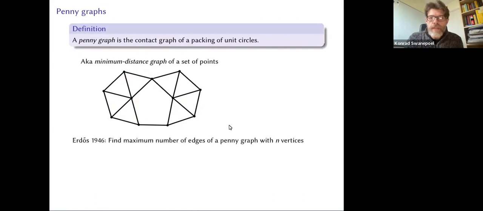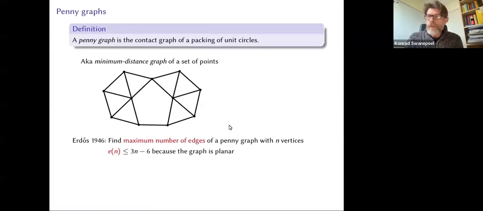So in 1946, it was quite a famous paper of his, where he introduced the unit distance problem, the distinct distances problem, and there are also some other problems in there. One of them is to find the maximum number of edges of a minimum distance graph, or as I'm going to call it, a penny graph on n vertices. And he made two tiny contributions to this problem. It was clearly not the most interesting one of his problems, but still.